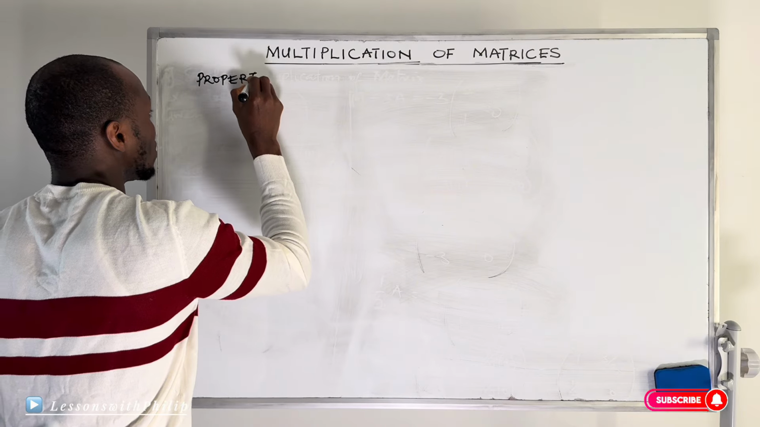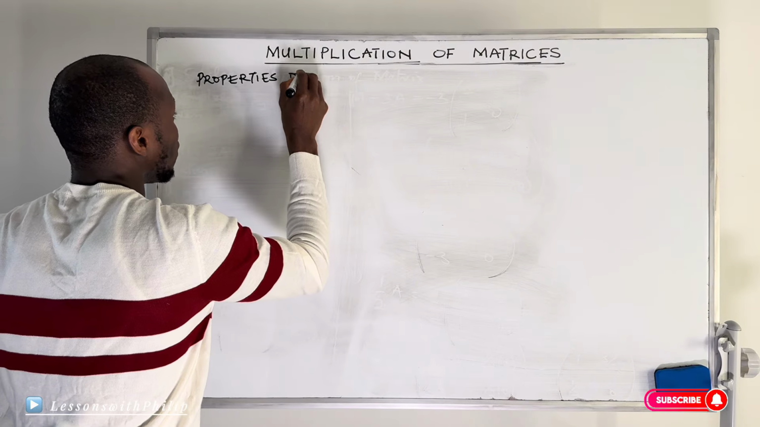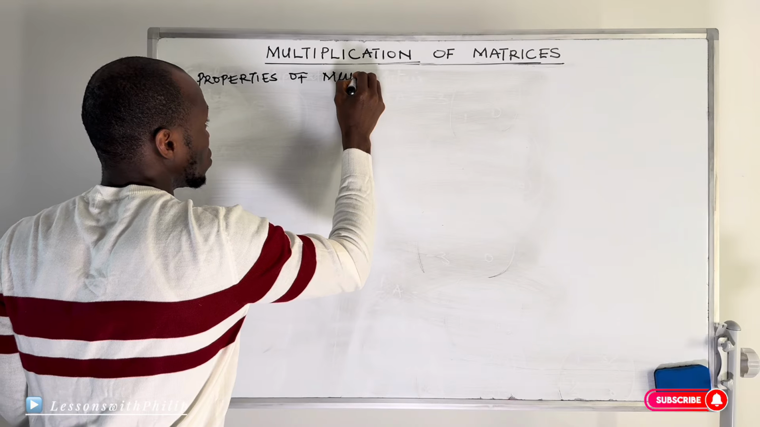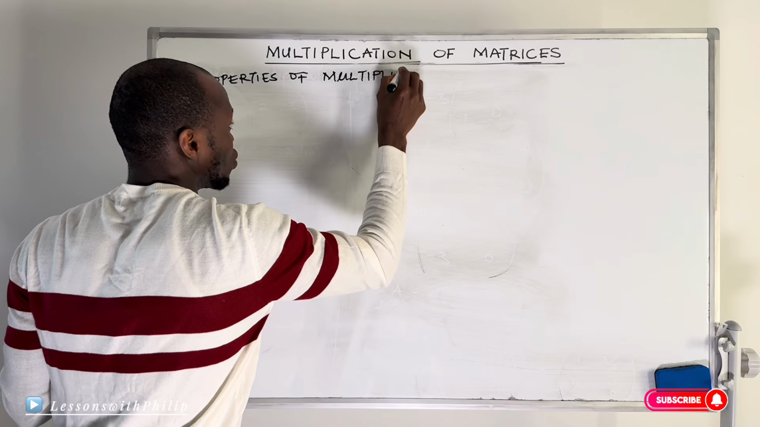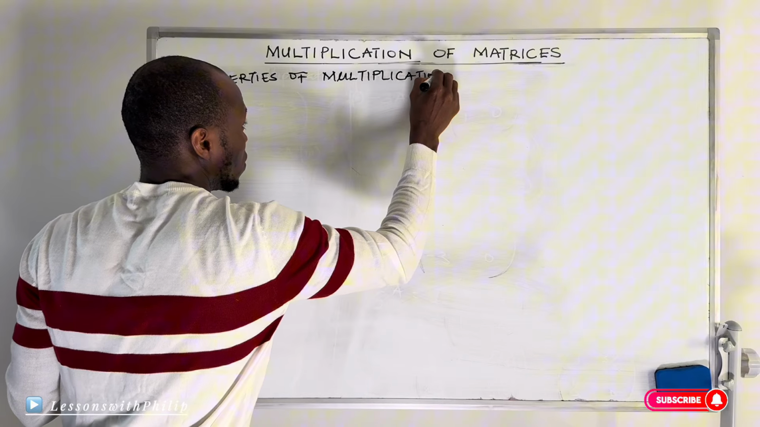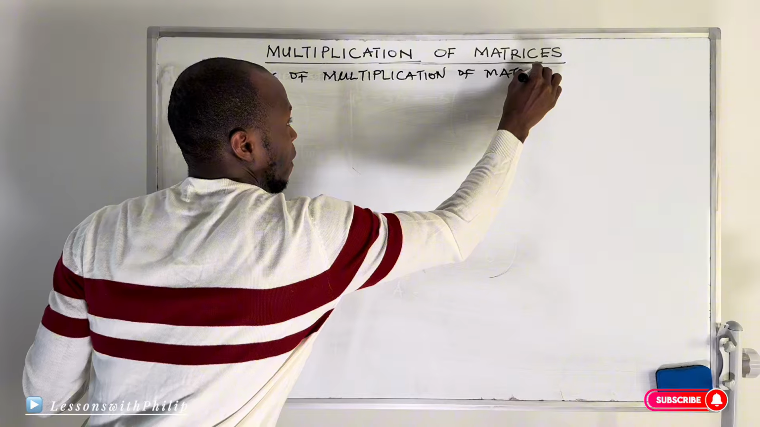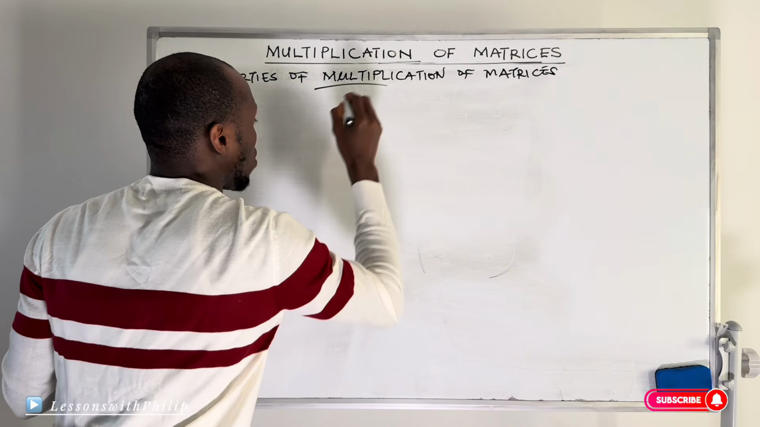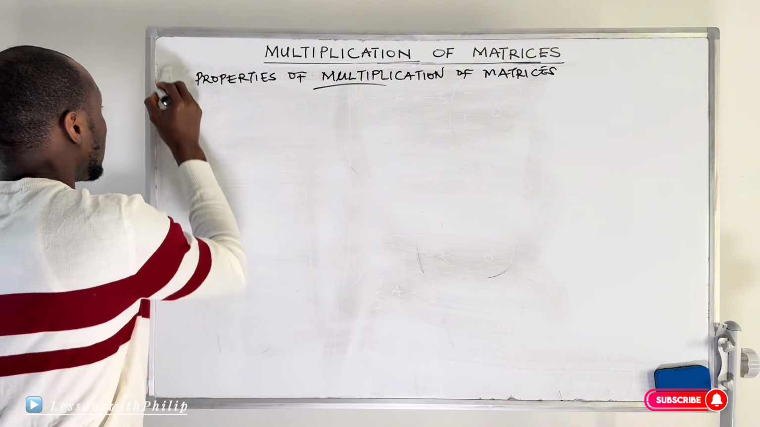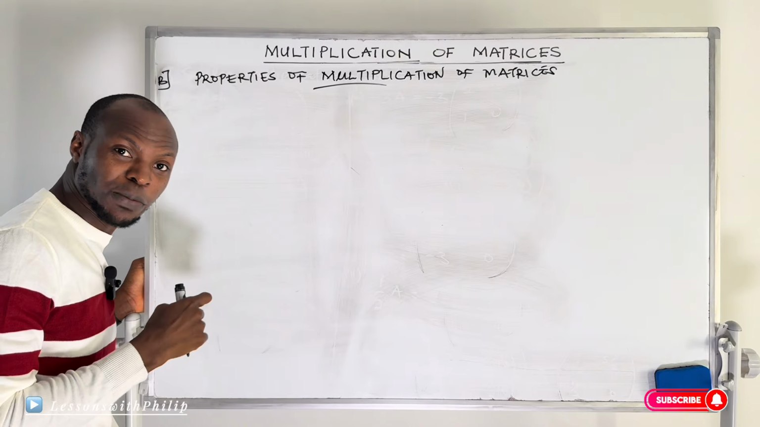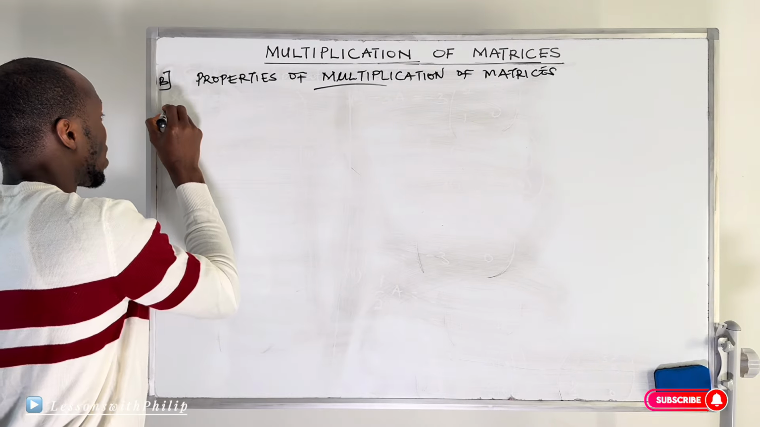Properties of multiplication of matrices. Okay? That's the subtopic we want to do now. Okay? Now, the first thing which I've explained is that you can multiply a matrix with a scalar.